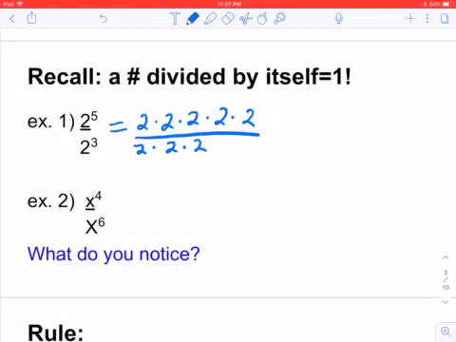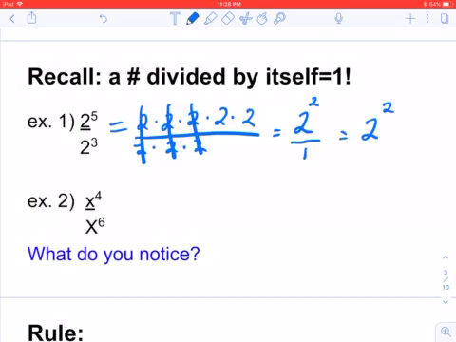Because this is all joined together with multiplication and division, we can cancel every time we see a number over itself. It's going to become 1. So 2 over 2 makes 1. Another 2 over 2 makes 1. Another 2 over 2 makes 1. And that leaves us with 2 factors of 2 in the numerator, so it's to the second power. Technically it's 2 to the second over 1, which is really just 2 to the second.